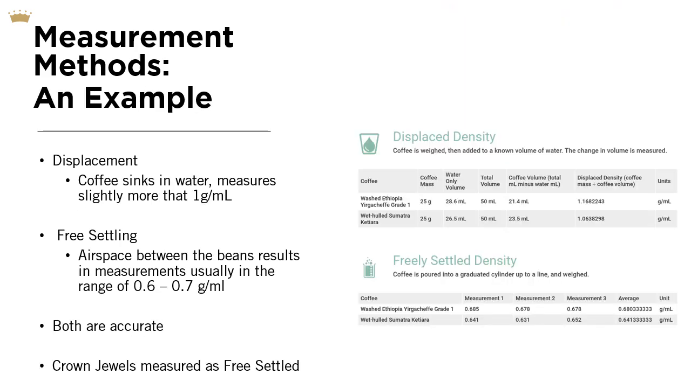So let's solidify this principle by looking at a real-world example, measuring two different coffees using both the displacement and the free settling method. I've selected an Ethiopian grade 1 washed coffee as our high density example, and a wet hulled Sumatra, also a grade 1 in prep, but much lower density for our second example. So let's take a look real quick at the displacement figures first.